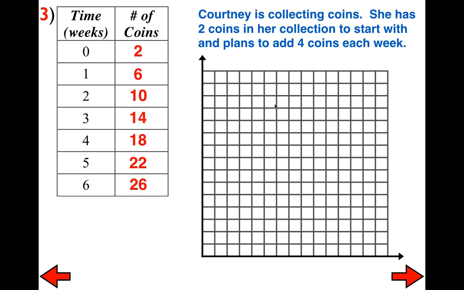So now that you have a table, we're going to go ahead and graph it. There's going to be cases where you're going to have to scale your graph in order to fit these different values that you would get from your table. Here, I'm going to just demonstrate for you. I'm going to go ahead and go by ones on the x-axis and label that time in weeks. And then for my y-axis, since the numbers are a little bit larger, I'm going to go by 2s. And this is going to represent the number of coins. So all I would have to do is graph it and draw a line that extends through the graph.